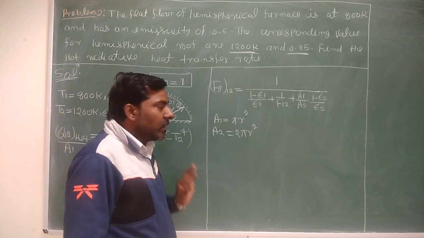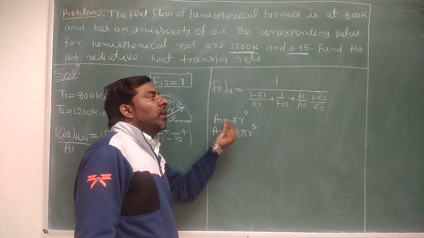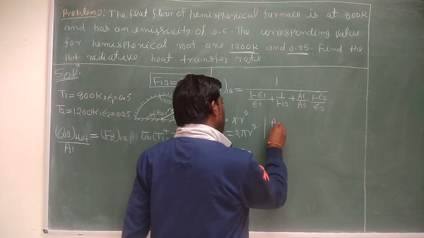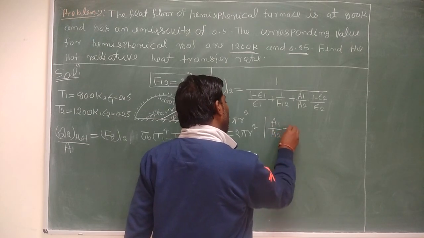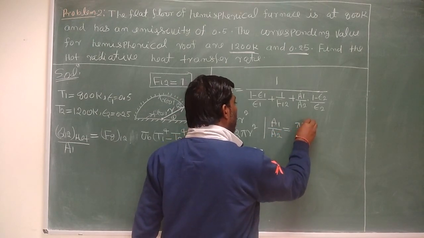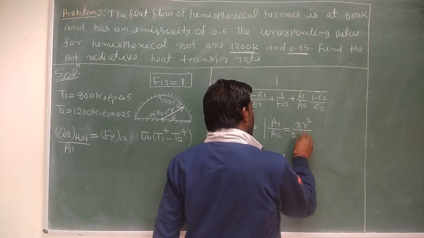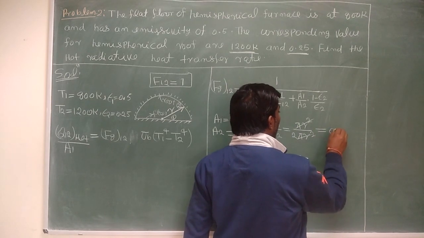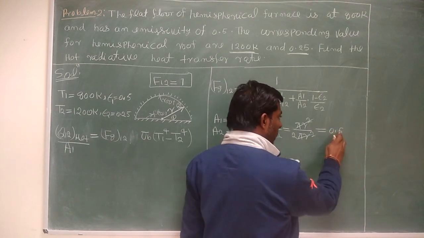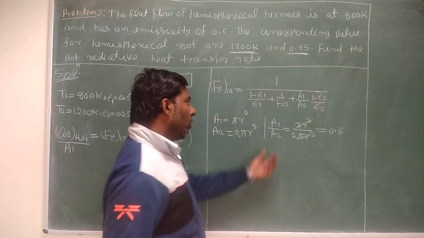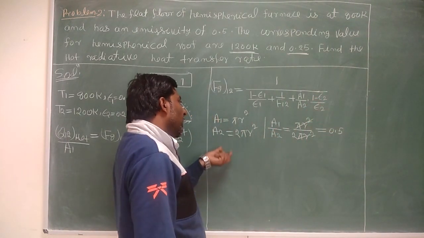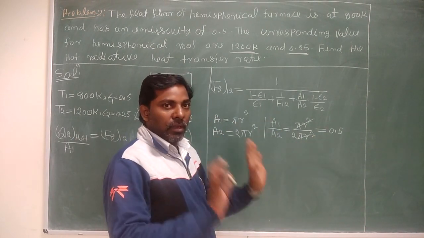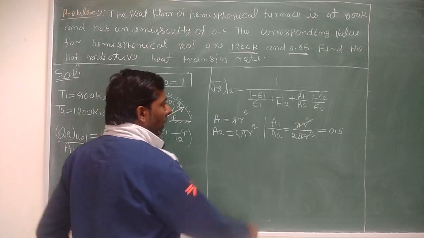So we cannot calculate the absolute value of A1 and A2, but we can get the ratio of A1 to A2. Look at here how to get this value. So A1 upon A2, that ratio can be found out. This is pi r square divided by 2 pi r square. So this pi r square has gone, and what we are getting is 1 by 2, that is 0.5. So you know that A1 upon A2 is 0.5. You are not able to calculate the absolute value of A1 and A2, but that ratio can be found out without knowing the dimension.